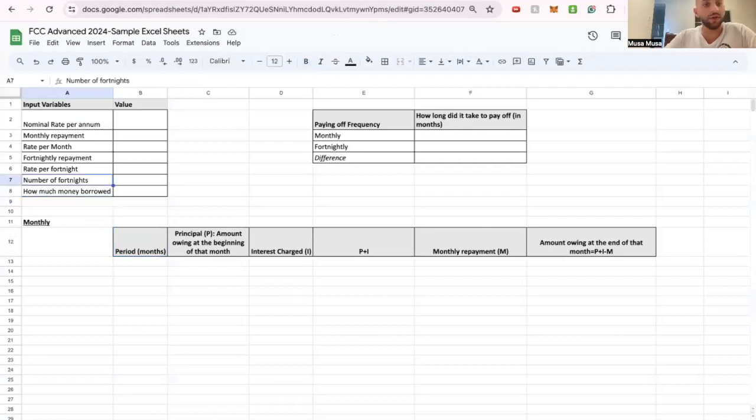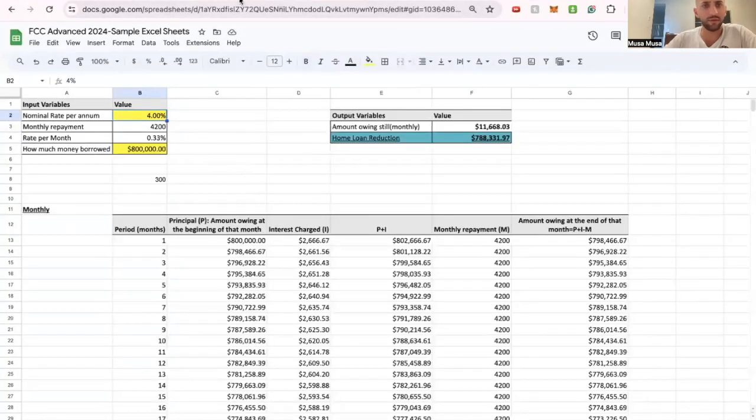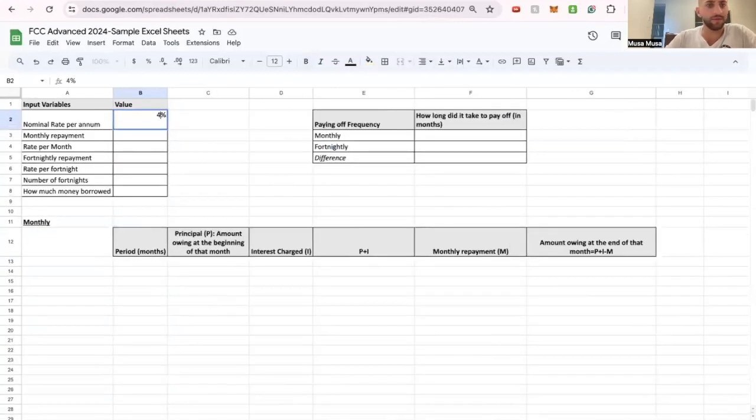So the nominal rate per annum is going to be the same rate that we used before. What was the rate we used? 4%. I should remember that. So 4%. The monthly repayment was 4,200, so we can't change that. The rate per month was actually 4% divided by 12. The fortnightly repayment is supposed to be this, but divided by 2. So it's going to equal 4,200 divided by 2.